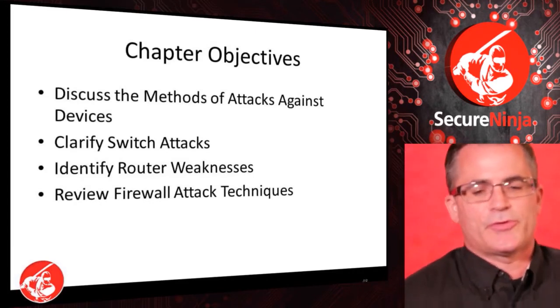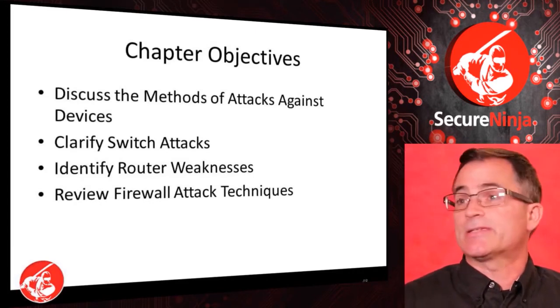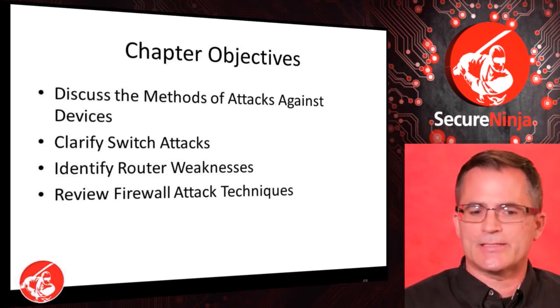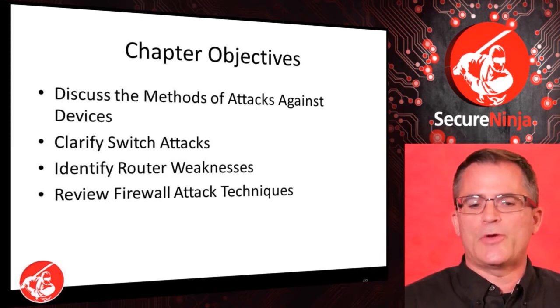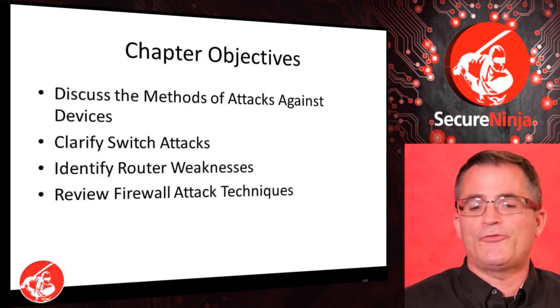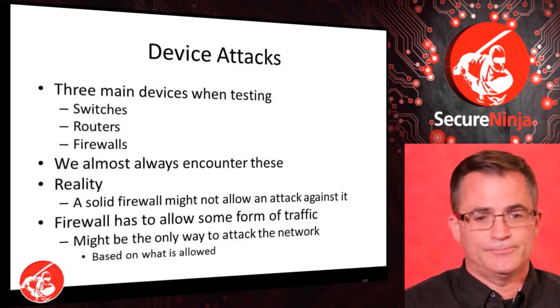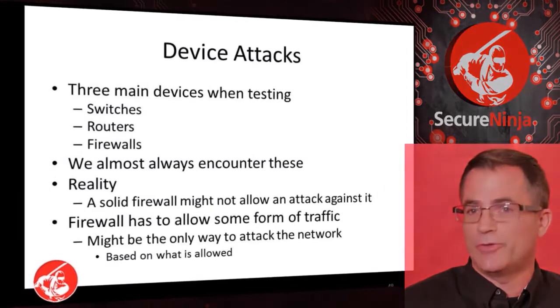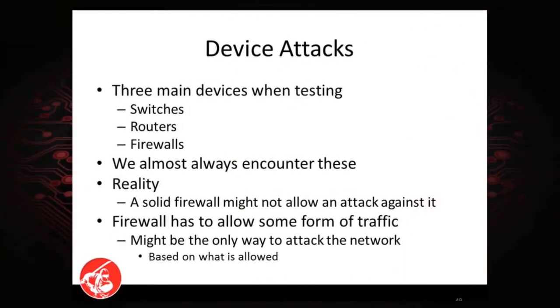Here's our objectives for the chapter. We're going to discuss the methods of attacks against devices, clarify switch attacks, identify router weaknesses, and review firewall attack techniques. Three main devices when testing we're going to run into. We're going to run into a switch, a router, and a firewall. You're almost always going to encounter these three devices because organizations deploy them.